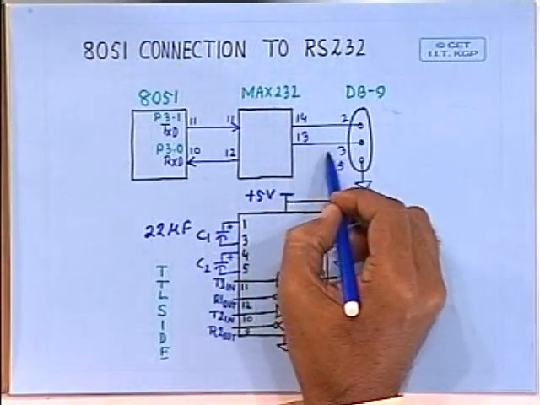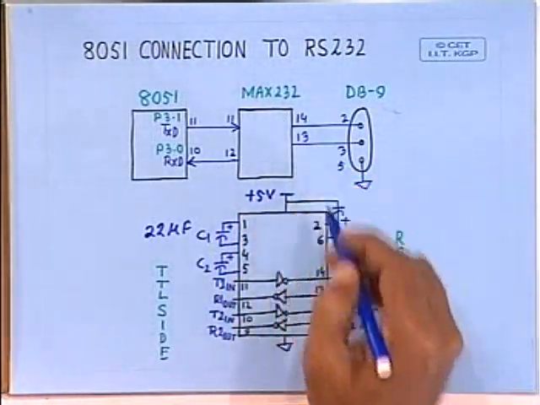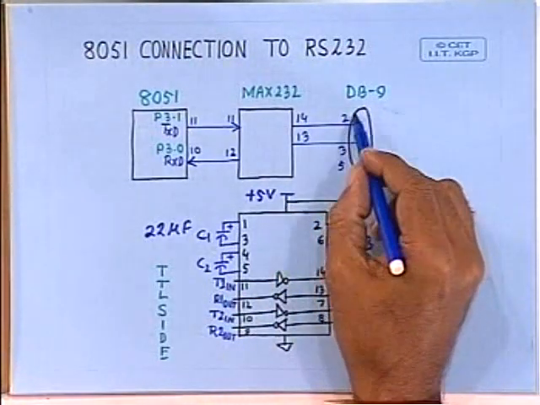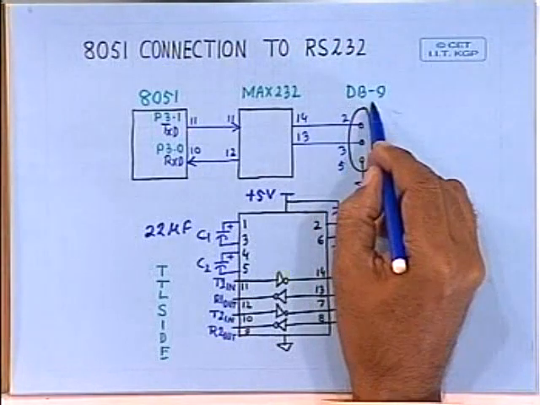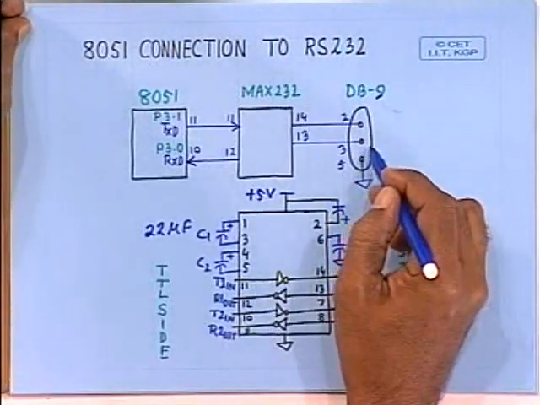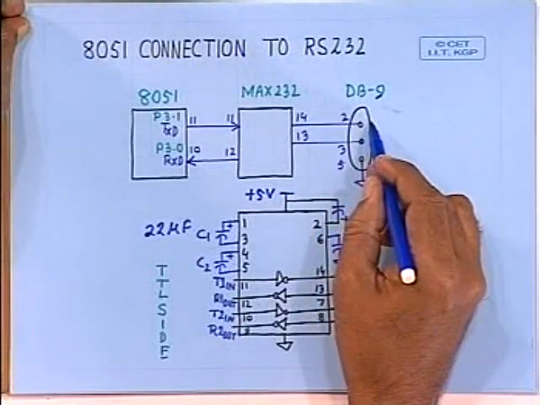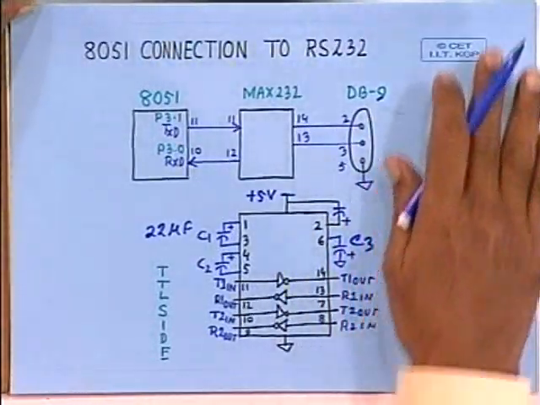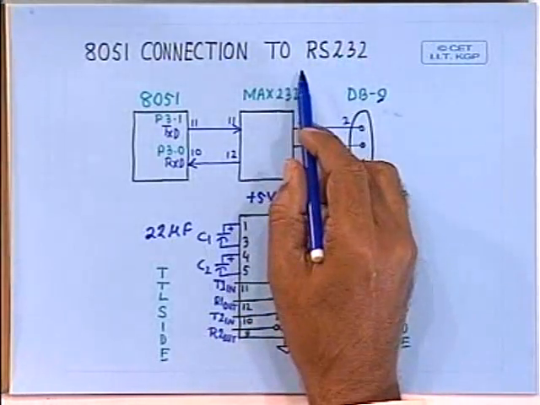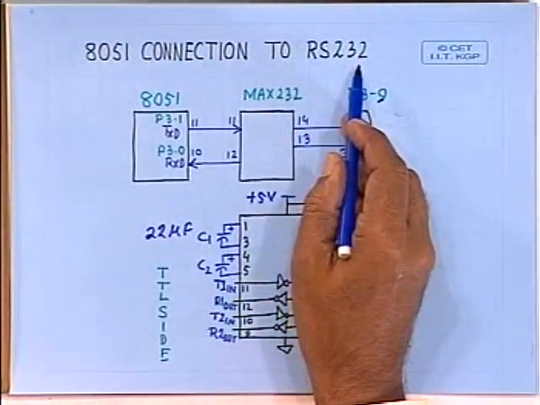and it generates two RS-232C compatible signals here, 14 and 13, and these lines go to a standard RS-232 interface. This is known as DB9. DB9 is a standard RS-232C 9-pin connector, and this interface can be used for RS-232C communication. So this is the hardware that you require to implement the RS-232 interface.